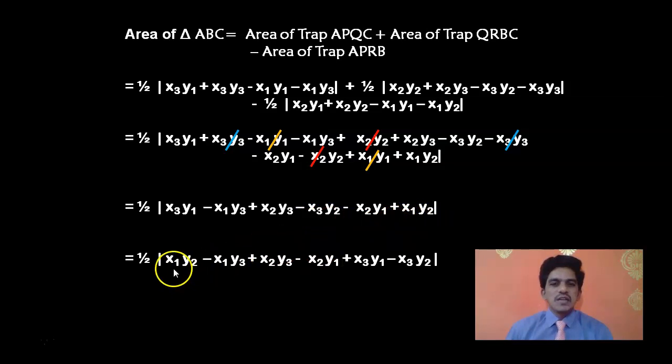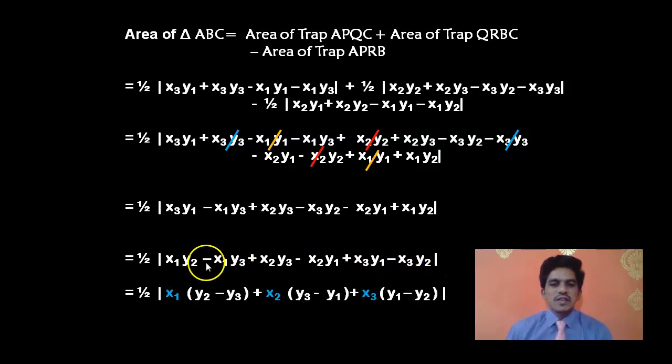We did this because we can take out x1 from these two. x1 is common in these two, right? And similarly here x2 is common in these two terms, and x3 is common in these two terms. So here we have got 6 terms in total. Out of these 6 terms, 2 terms have x1 common, 2 terms have x2 common, and 2 terms have x3 common. If you take out x1 here, you will have y2 minus y3. If you take out x2 here, you will have y3 minus y1. If you take out x3 here, you will have y1 minus y2. So I have taken out x1, I got y2 minus y3, plus I have taken out x2, I got y3 minus y1, plus I have taken out x3 and I got y1 minus y2.